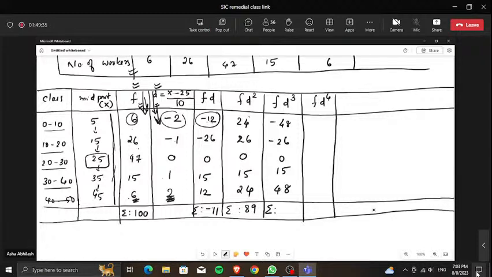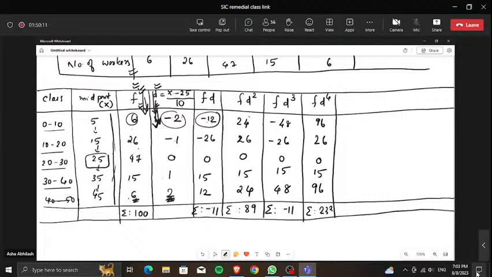Minus 11. Now, similarly, FD raised to 4. F into the fourth power of this D. That is 6 into minus 2 raised to 4. Yes, complete the table. 96, 26, 0, 15, 96. Correct. And the summation is 233.